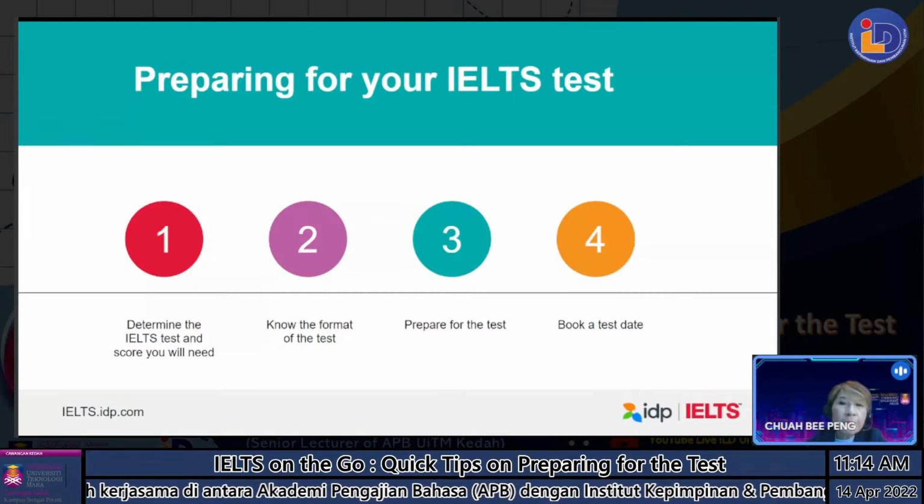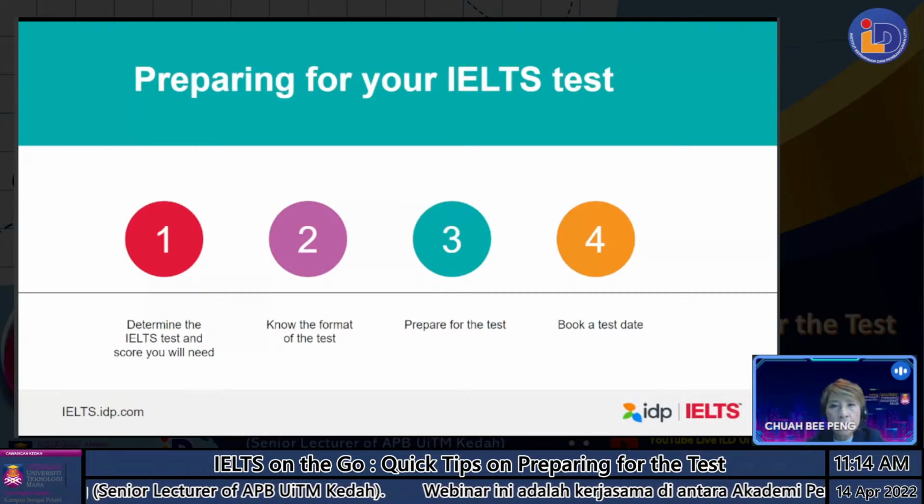Right, and prepare for the test. Of course, some people choose to do their own self-study. They go and buy books, or they rely on the internet or web materials to work on their IELTS practice. You can do that if you're already a very confident and fluent user of the language. But if you feel that you need more help, then probably you need to consider signing up for workshops.